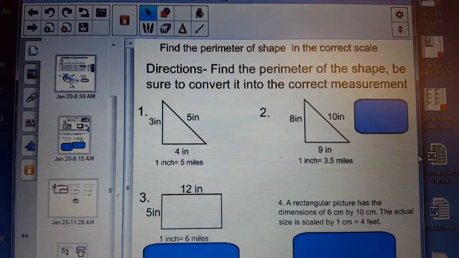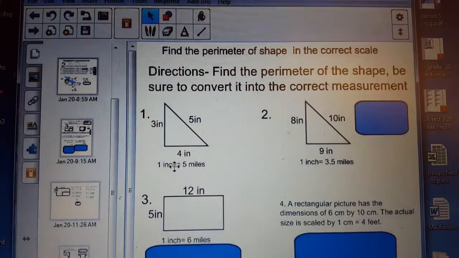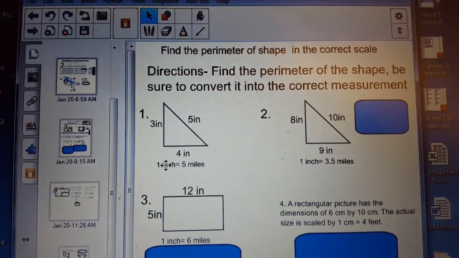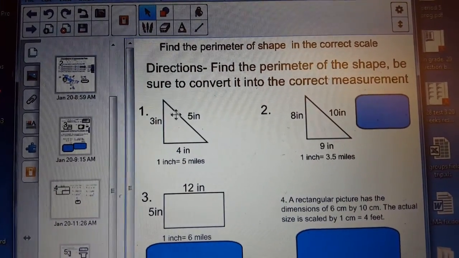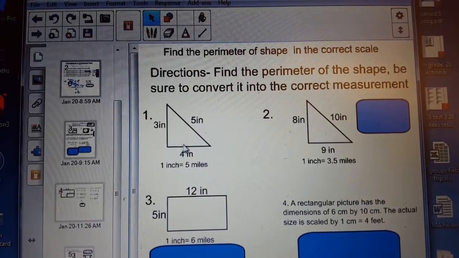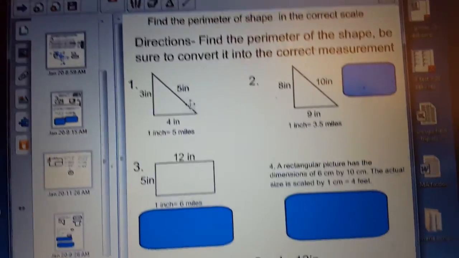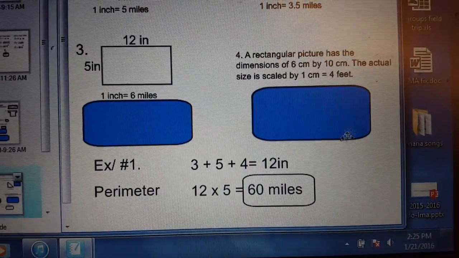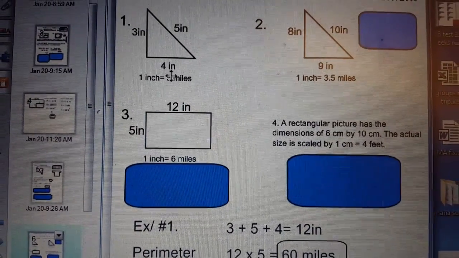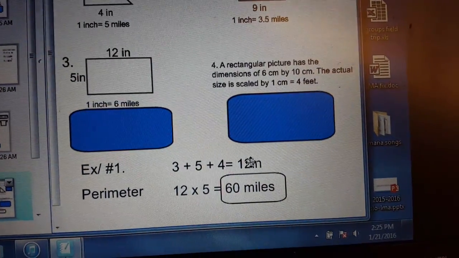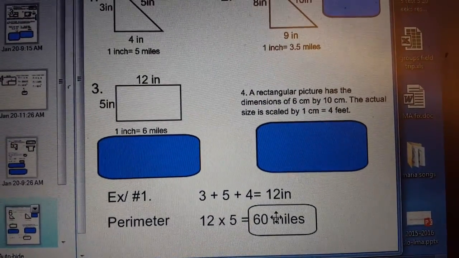When you're finding the perimeter of a shape in the correct scale, one of the most important things is to realize the scale, that 1 inch equals 5 miles. So I recommend you add all 3 sides up, because you know that that's perimeter. So you add 3, 4, and 5, and you get 12. Since this says 1 inch equals 5 miles, take your 12, multiply by 5, and you get 60 miles.